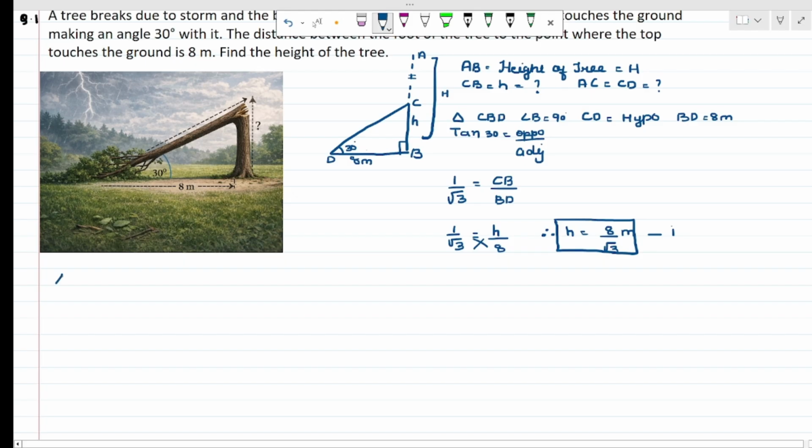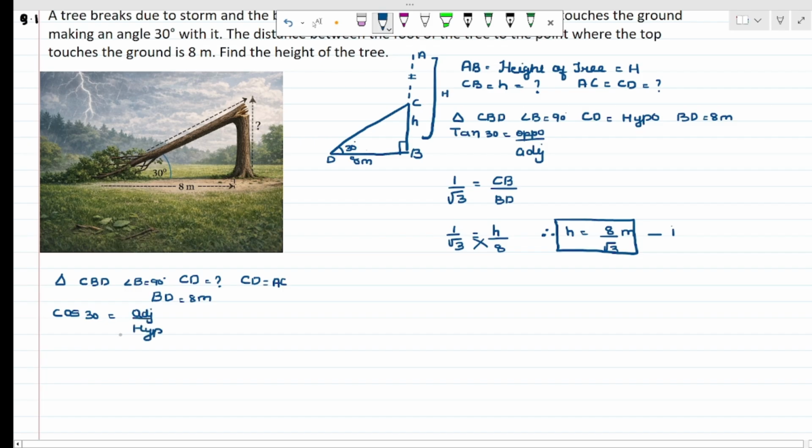So we are again taking triangle CBD, where angle B is equal to 90 degrees. And we need to find our CD. So write CD is equal to question mark. And we know that CD will be equal to AC. Mention it over here. And the value of BD is equal to 8 meters. Write down. Now we are going for cos. So write over here cos 30 equals adjacent upon hypotenuse.